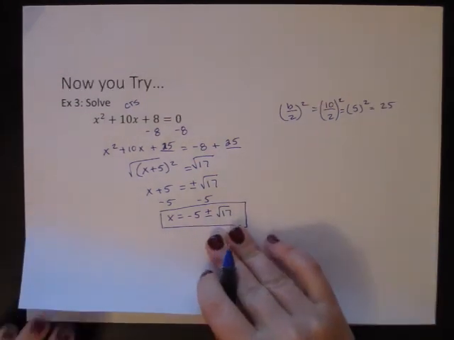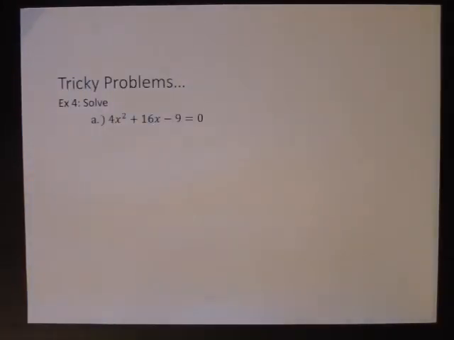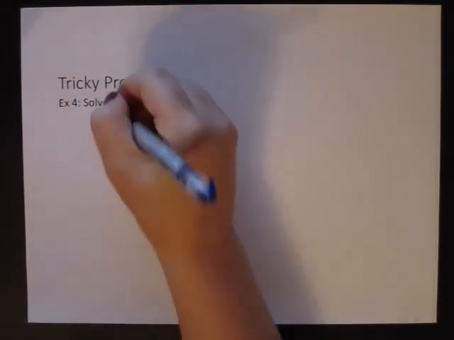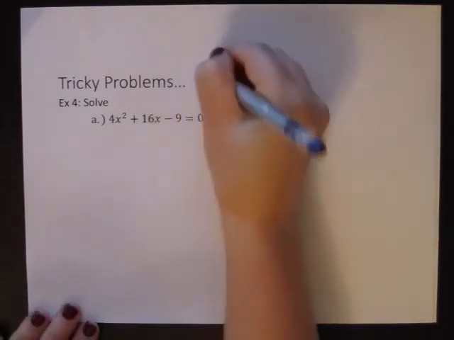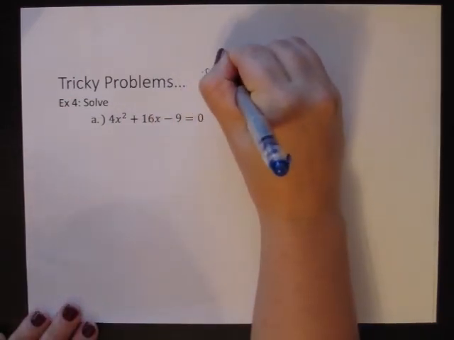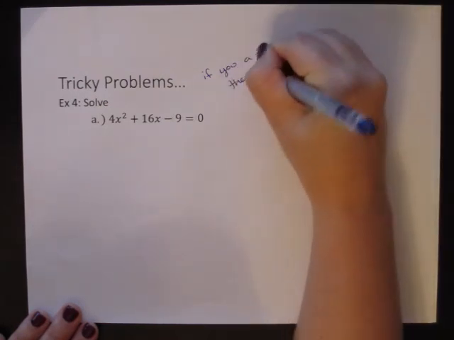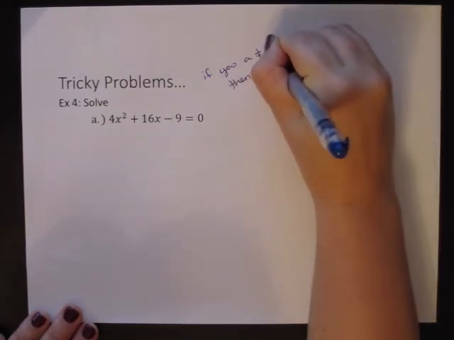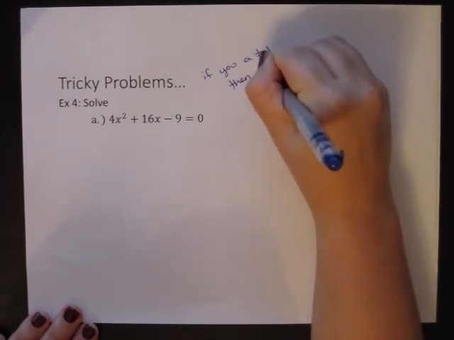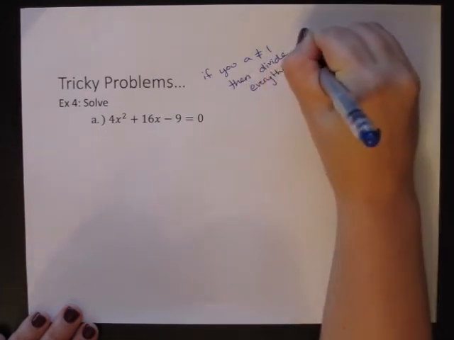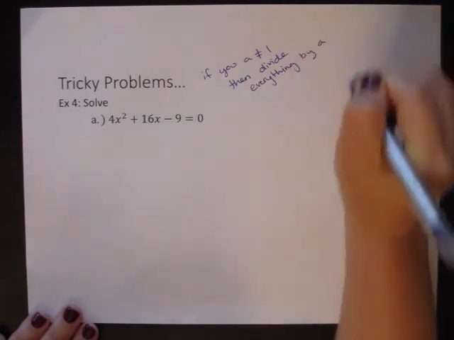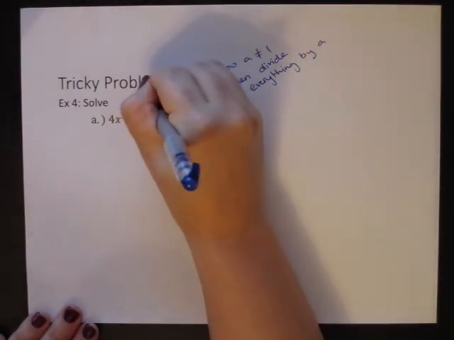Now what we're going to do is we're going to get into some trickier problems. So if I've got 4x squared plus 16x minus 9 equals 0. I see that I have 3 terms. I see that my b is even, but my a doesn't equal 1. So if your a does not equal 1, then divide everything by a.